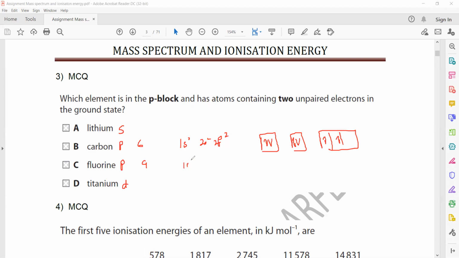Whereas in fluorine, the electronic configuration is 1s2, 2s2, 2p5. So when we draw the electron in a box model, 1s has 2 electrons, 2s has 2, 2p has 5. So 1, 2, 3, 4 and 5. So there is one unpaired electron, but for carbon there are two unpaired electrons and it belongs to the p block. So B is the right answer for this question.